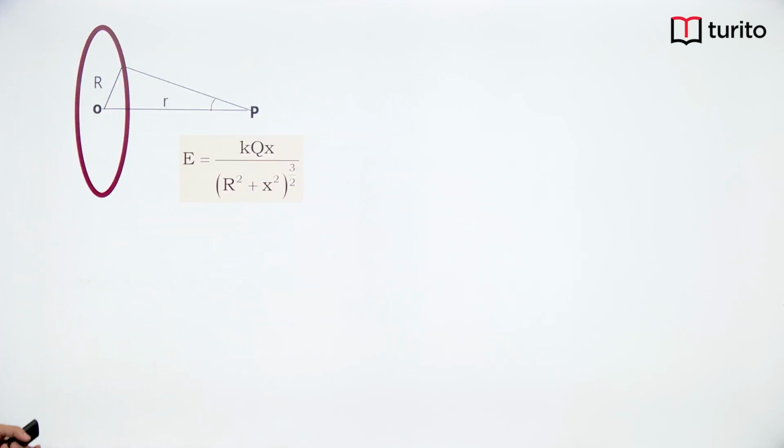So, even in our last class we were talking about the field created by different distributions and we completed some. We completed the field created by a ring, the field created by a disk, and the field created by an infinite sheet. Let us see what we did in the last class.